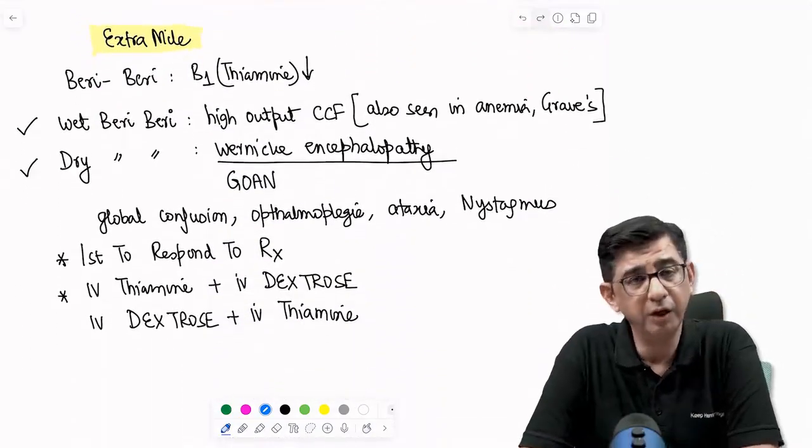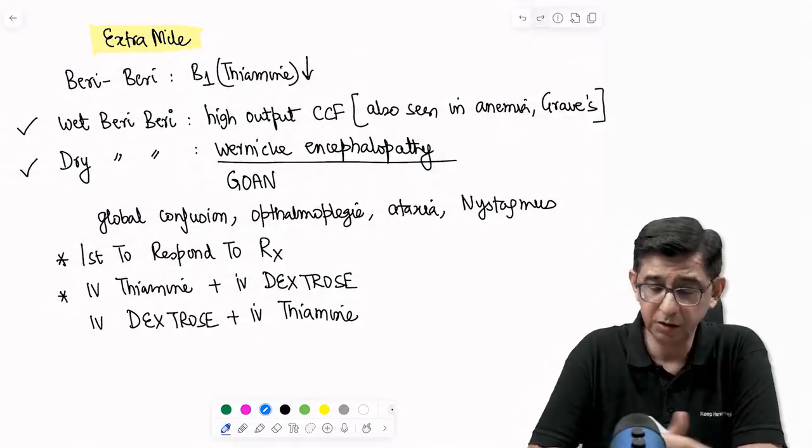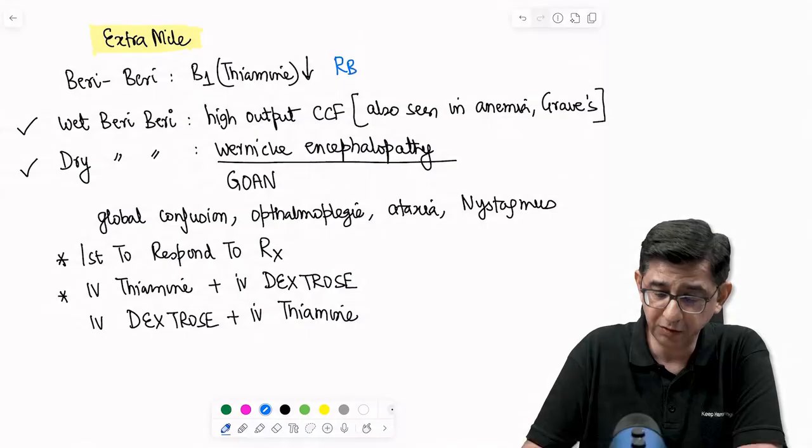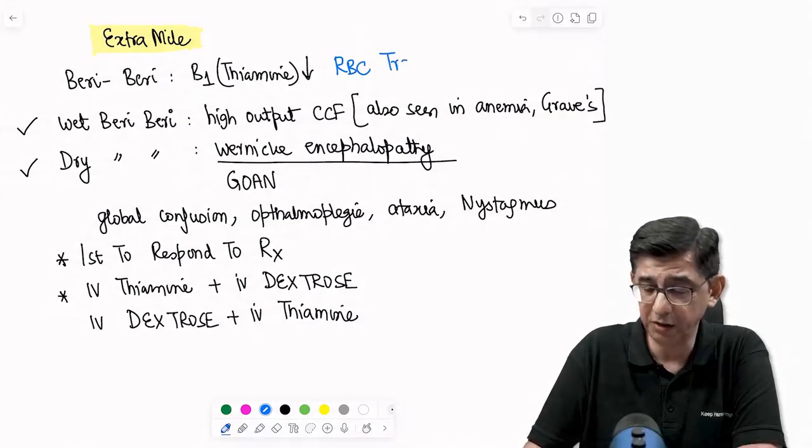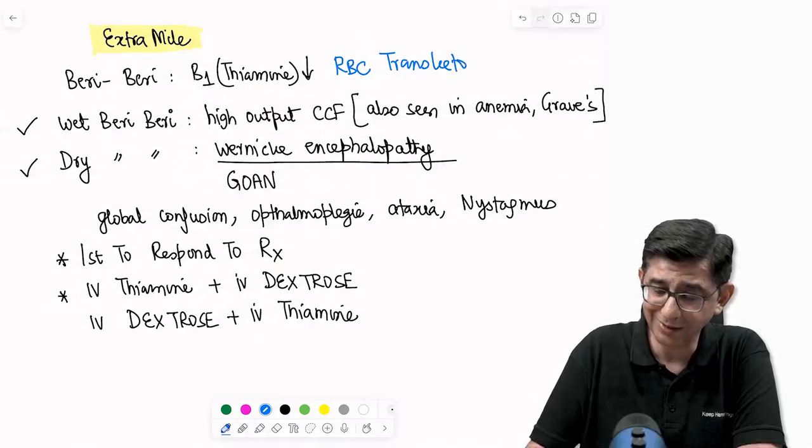Okay, a miscellaneous fact, vitamin B1 deficiency and beriberi is asked. What blood test is done for diagnosis of thiamine deficiency is RBC transketolase levels. This was one question, what is the test that is done?